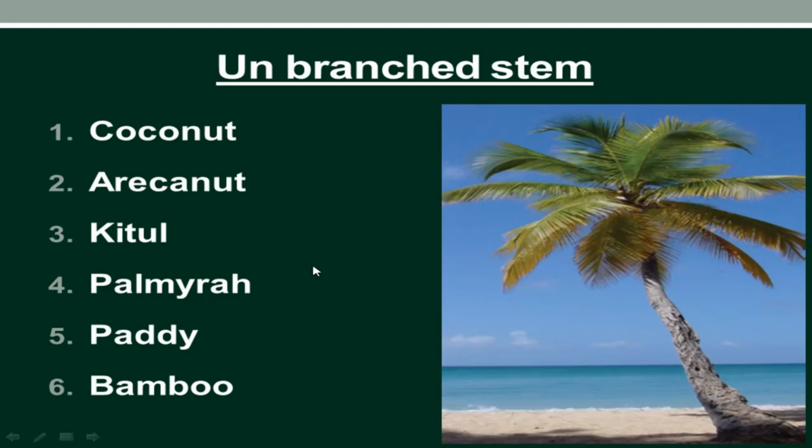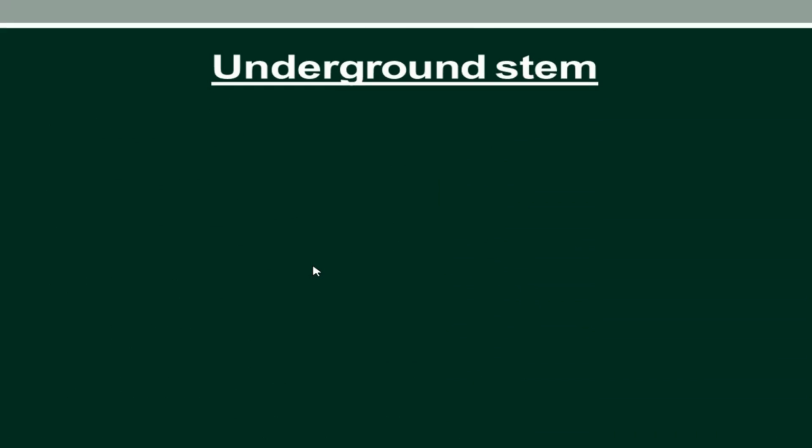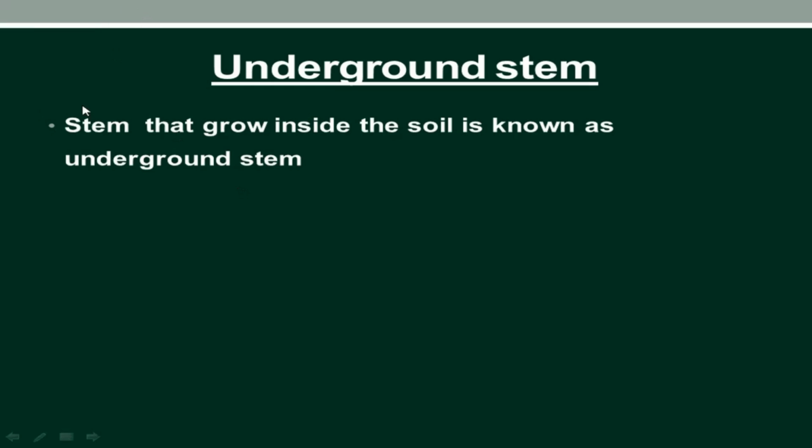Now we have learned about branch stems and unbranched stems. Then we will learn about the underground stem. What is the underground stem? Underground stem means stem that grows inside the soil. Stem that grows inside the soil is known as underground stem.